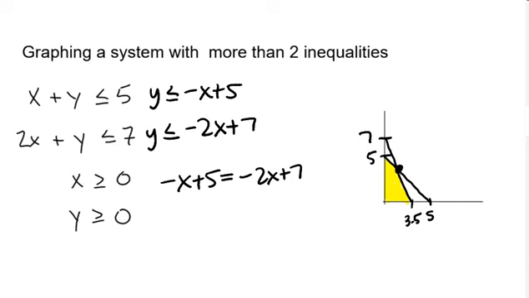Add 2x to both sides. Subtract 5 from both sides. x would equal 2. And then y would satisfy both of those equations. So you could say y is equal to negative 2 times 2, which is negative 4, plus 7 is 3. Or you could use the other one and say y is negative 2 plus 5, which is also 3.